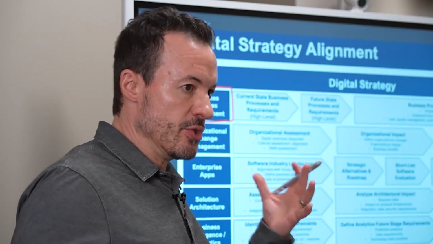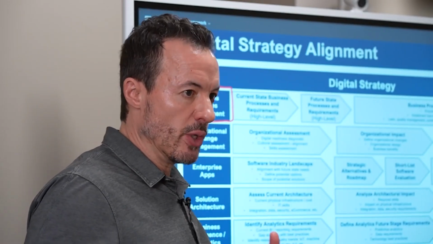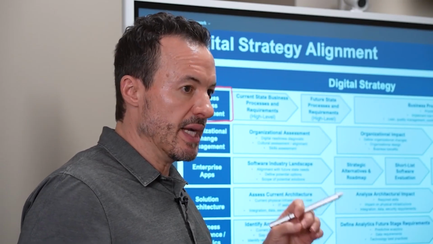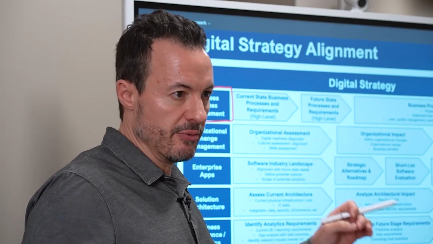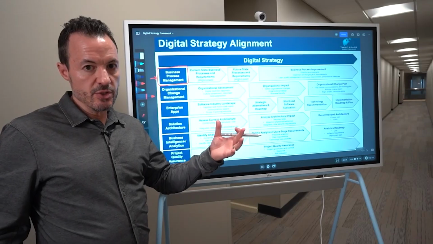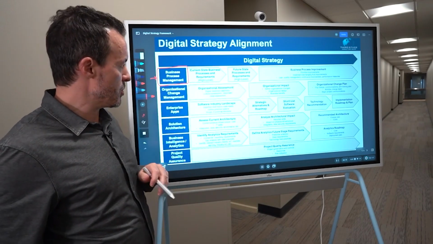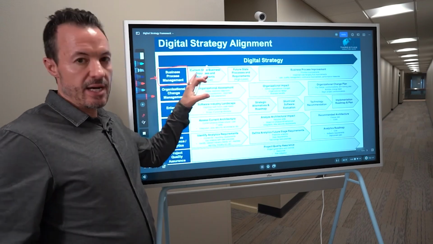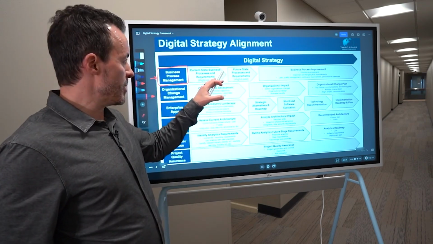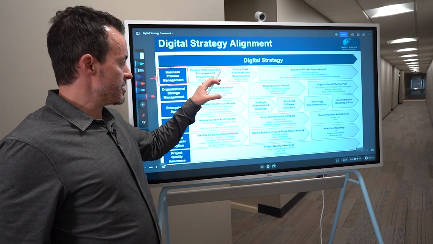In order to define a digital strategy that makes the most sense for our organization, and one that's most aligned with where we are today and where we're headed in the future, one of the key things you need to do is focus on your current state and your future state business processes. I'm not going to dive into how to do this, but for more information about business process best practices, there's a video I'm going to direct you to right here.